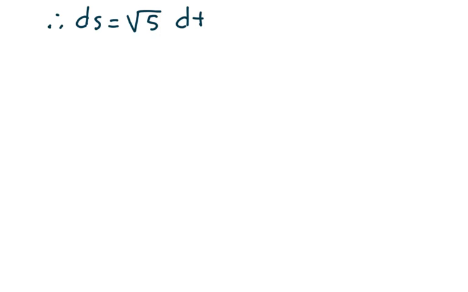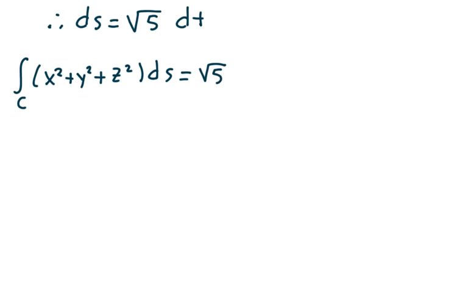And I'm in business because now I get the integral over c of x squared plus y squared plus z squared ds. And that's square root of 5. I'm just going to pull that to the outside of the integral. I'm going to integrate from 0 to 2 pi. X is equal to t, so I get t squared. Y is equal to cosine 2t, so I get cosine squared of 2t. Z is sine squared 2t.